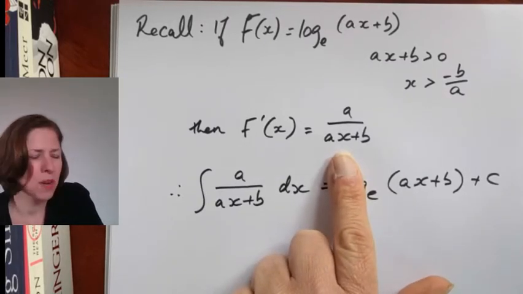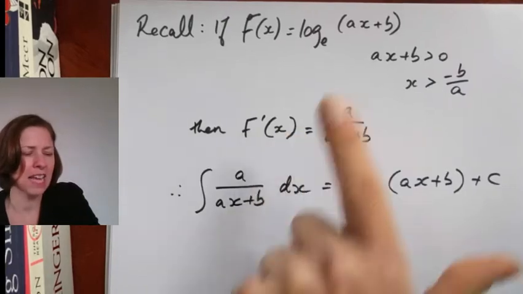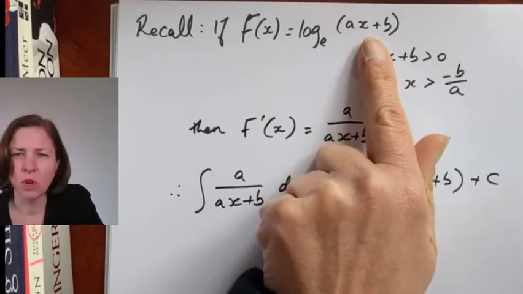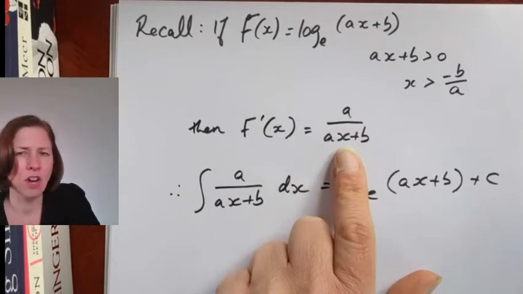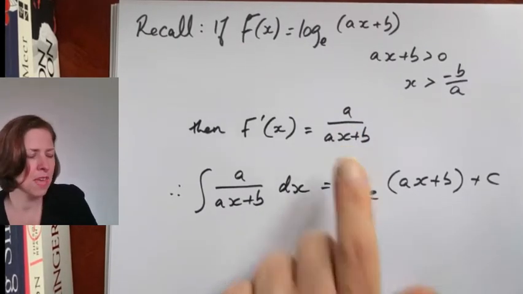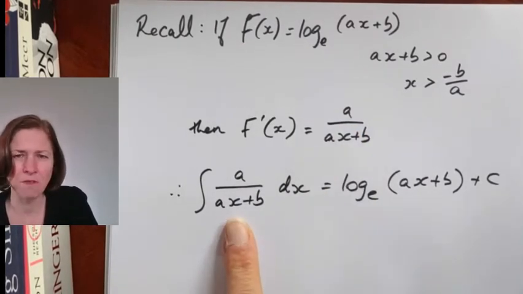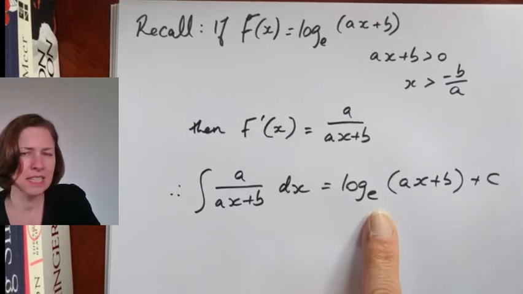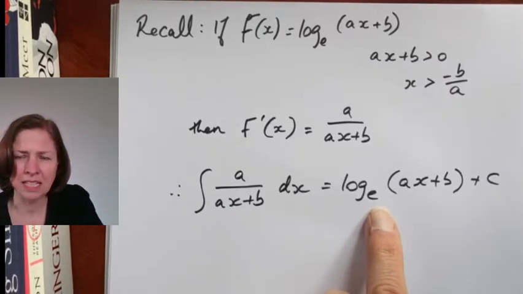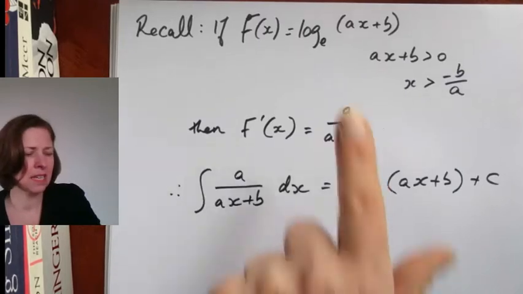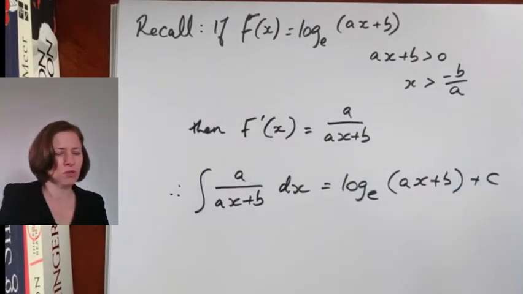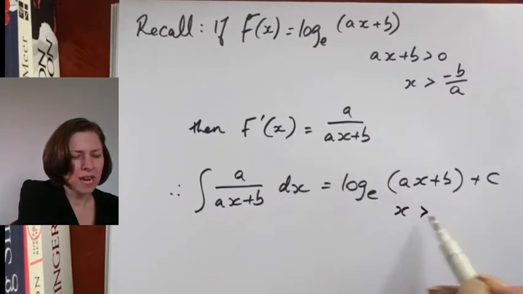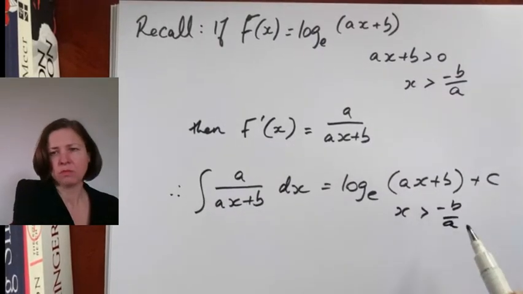So we did a lot of these where we found that if I had a linear function as the argument of a logarithm, then the derivative is a over ax plus b. So that means the antiderivative of a over ax plus b dx is equal to log base e of ax plus b, plus c. In other words, it equals this, and I remember my plus c. But this is only true when x is greater than negative b over a. We've got to remember that.